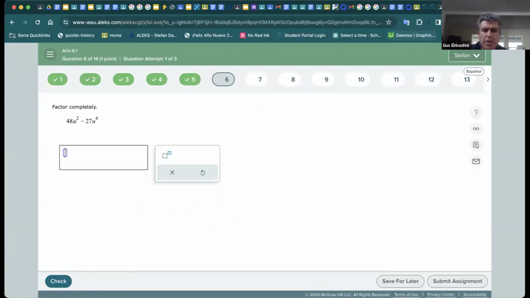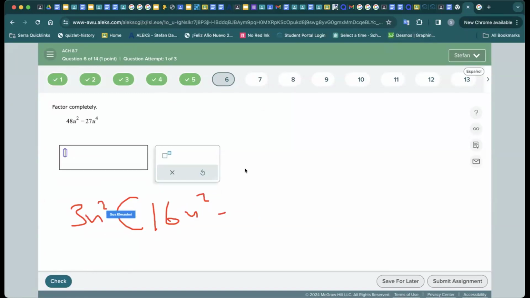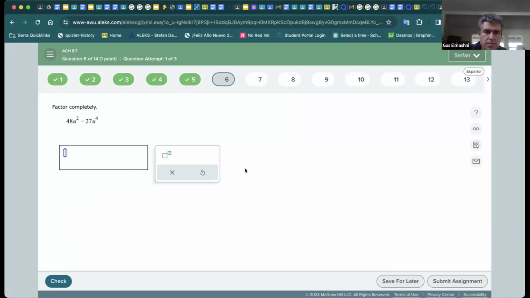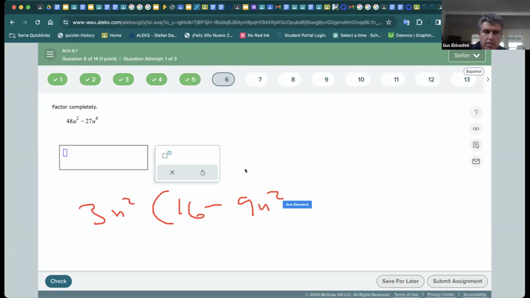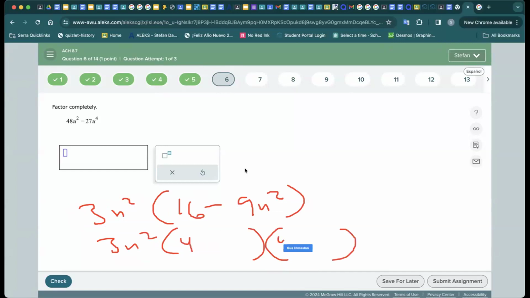Yeah, this one, you can factor out 3. So you have this, right? And then U squared. Sorry, my bad. Let's back up a little bit here. So 3U squared, 16, minus 9U squared. There we go.